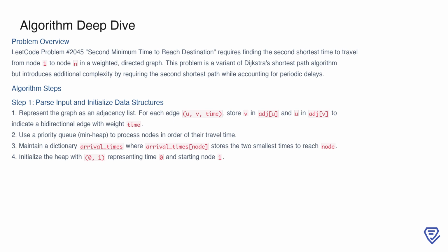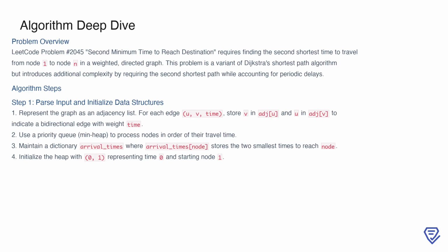Next, we use a priority queue, or min-heap, to process nodes in the order of their travel times. This is crucial for ensuring that we explore paths in the correct sequence. Additionally, we maintain a dictionary called arrival_times, which keeps track of the 2 smallest travel times to reach each node. Finally, we initialize the heap with the starting point, node 1, at time 0, so we can begin exploring paths from there.